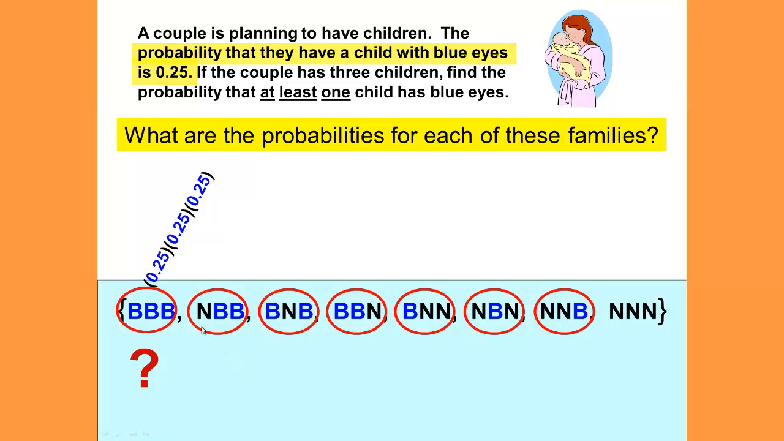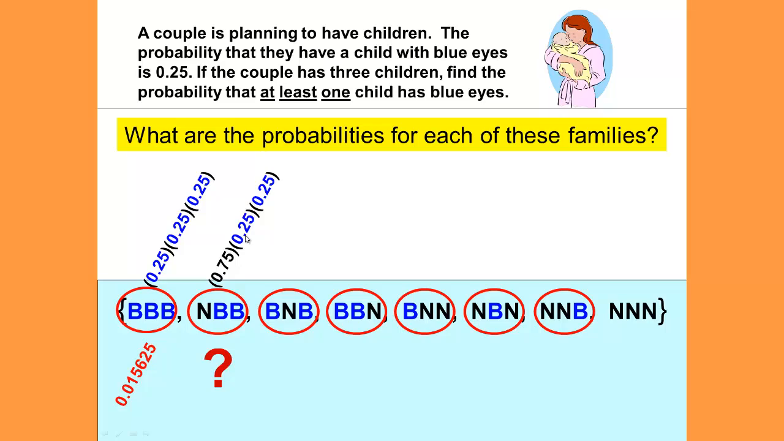Well, if we have a not blue-eyed child, and a blue-eyed child and a blue-eyed child, the not blue-eyed child is 0.75. Whoops, I forgot to tell you that that gives us a decimal of 0.015625 when we multiply. But next, moving on, not blue-eyed is 0.75.